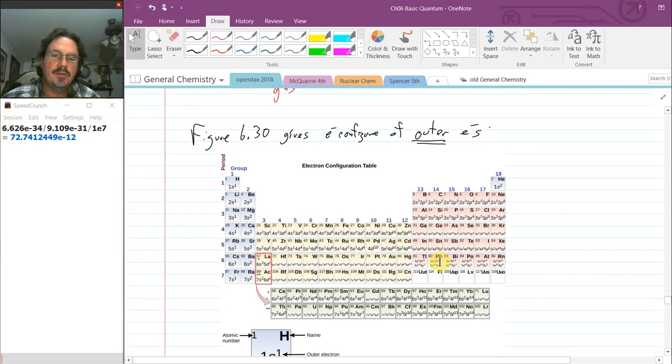Figure 6.30 actually shows you the electron configuration for the outermost electrons, the outer ones, which is almost the same as valence. The definition is actually slightly different, and we'll talk about that in just a hair here. But look, they're giving you what these are. Like here's carbon. It says 2s2, 2p2.